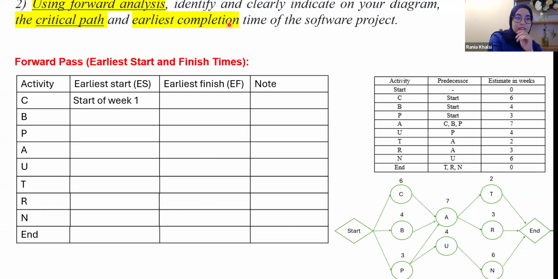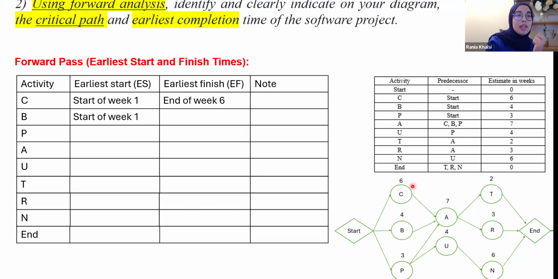Okay, let's start. A project is starting, okay? We are at week 1. Just starting means we are at the start of week 1. So we are at the start of week 1, we have activity C. Activity C takes how long? It takes 6 weeks. So it's going to start at the start of week 1, and the earliest finish time is the end of week 6 for this activity.